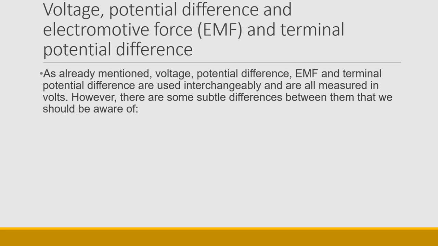As we already mentioned, voltage, potential difference, EMF, and terminal potential difference are terms that are used almost interchangeably. They're all measured in volts, but there are some subtle differences between them, and we are just going to identify what each one of those is. Now, voltage we just defined as the work done per unit charge.